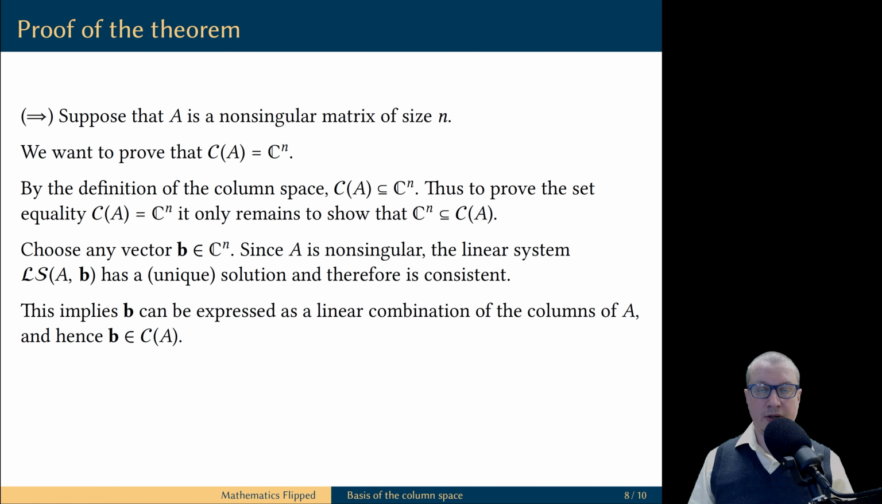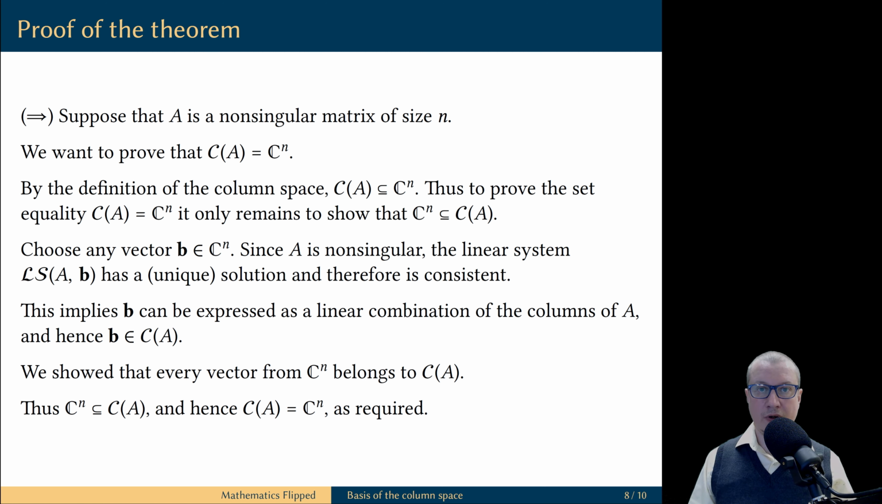Now, because this linear system is consistent, it means that the vector b belongs to the column space of the matrix A. This shows that every vector from Cn belongs to the column space of the matrix A, and therefore it shows the missing set inclusion. This completes the proof of the fact that two sets are equal. The column space of the matrix A is equal to Cn, the set of all possible vectors of size n.